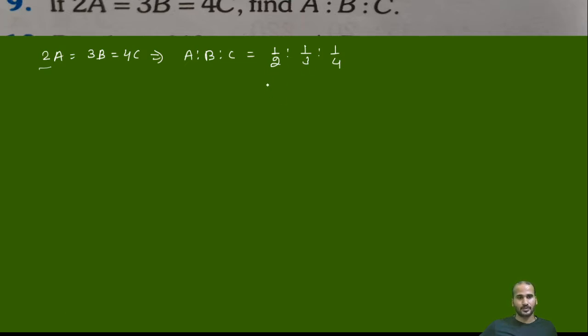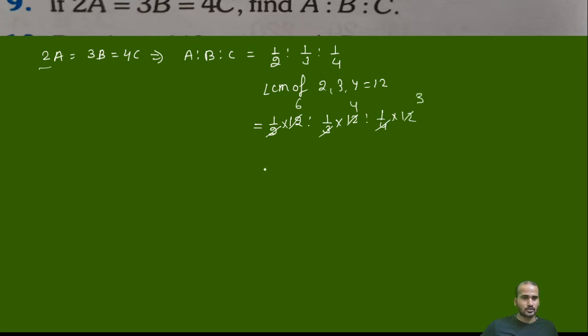So now what you have to do next is take the LCM of 2, 3 and 4. The LCM of 2, 3 and 4 will be 12 because that's simple. Multiply this LCM with all the numbers. So this is 12 times 1 upon 2, ratio 12 times 1 upon 3, ratio 12 times 1 upon 4. So 2 6s are 12, 3 4s are 12 and 4 3s are 12. So you will get 6 ratio 4 ratio 3 and this is your answer.